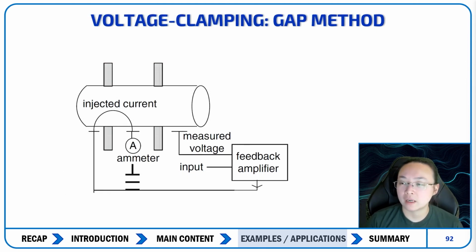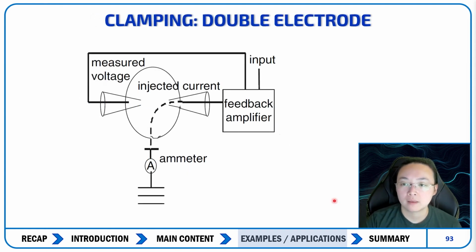So I just want to go through some basic clamping techniques. Number one, there's the gap method. In the gap method, there are two insulating dividers that will help with the injected current. In a clamping technique, there's a double electrode. It's used for cells, so there's a cell in the middle. There is an electrode that measures the voltage and an electrode that measures the current, unlike the two dividers from before.